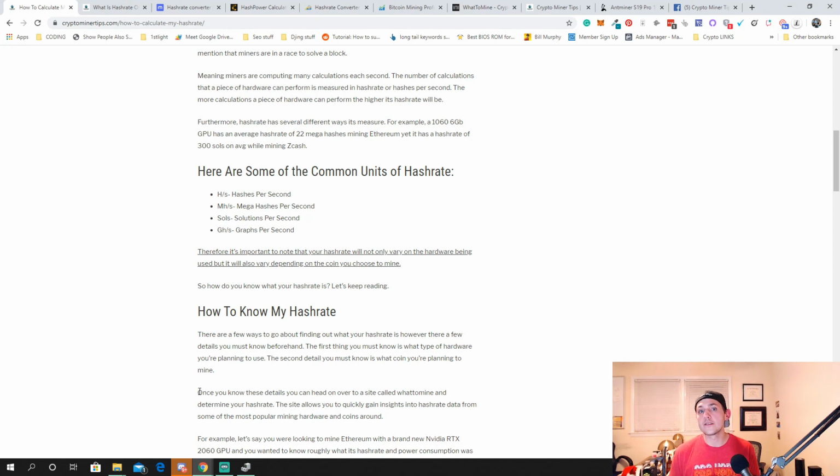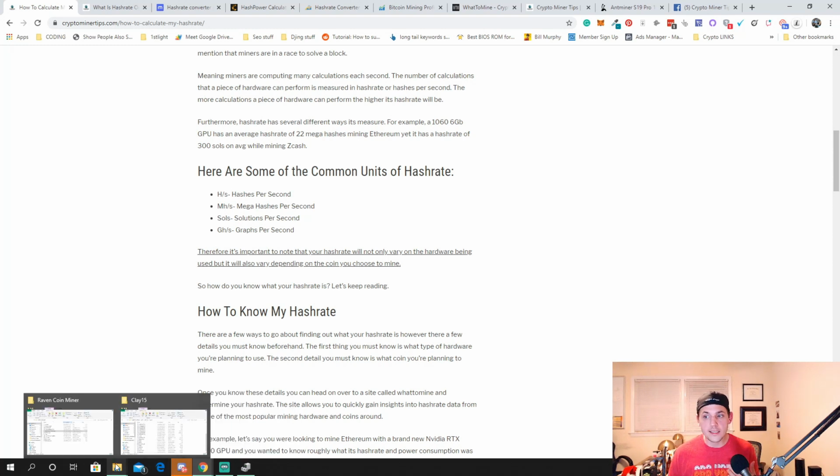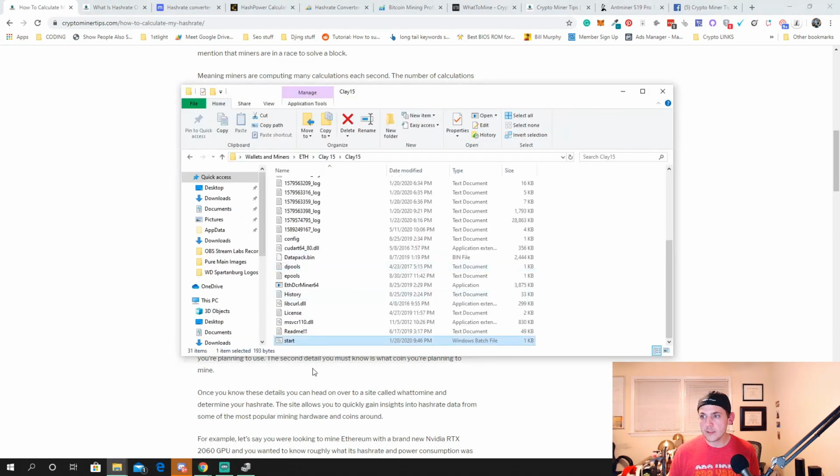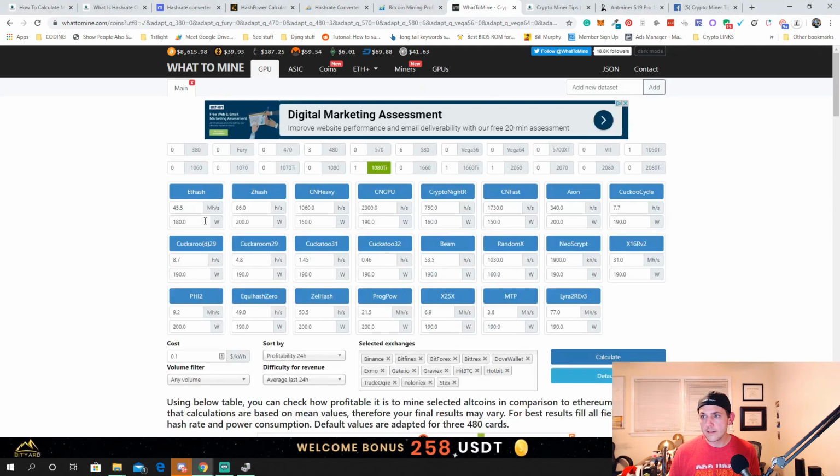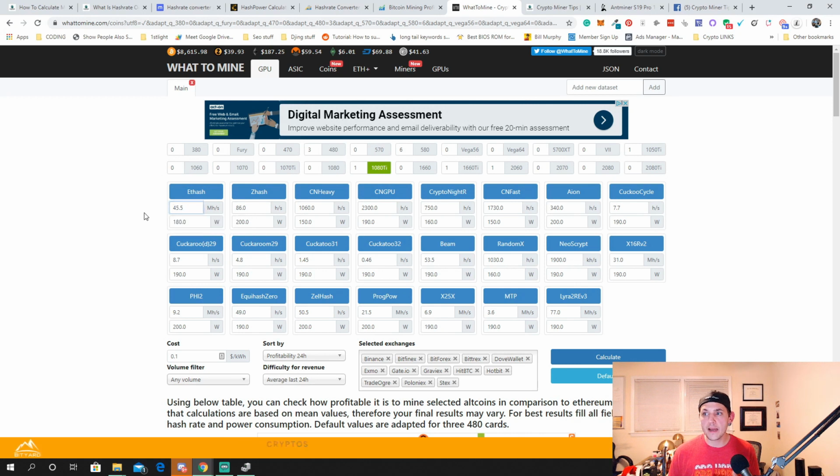And there is a way that you can do it. The most simple way that I know how to do it is just to download the mining software and run it and see what your numbers turn out to be. So for example, if I was to mine Ethereum right now with this 1080 Ti, now keep in mind, What2Mine is stating that this card will mine at about 45 megahashes per second at 180 watts.